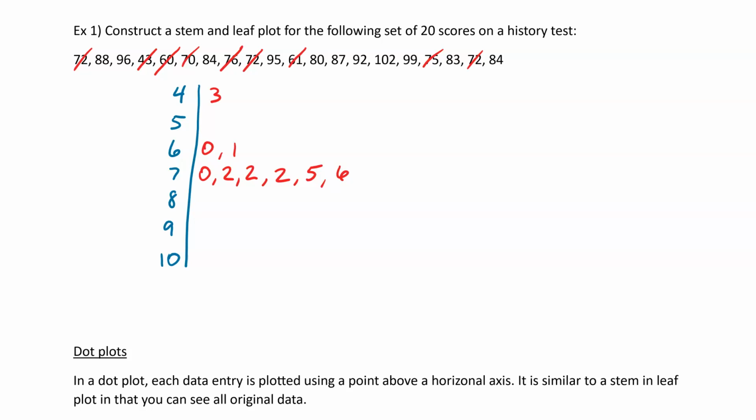All right, 8 is our next one, so that's the 80s. We have an 80, so that's a 0. Next one looks like an 83, so we're going to put a 3. Next up, we have a couple of 84s. There's an 84 right there, and another 84 right there. Next up, 87.